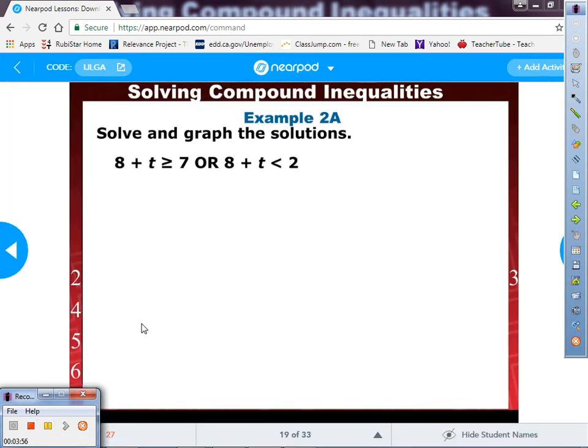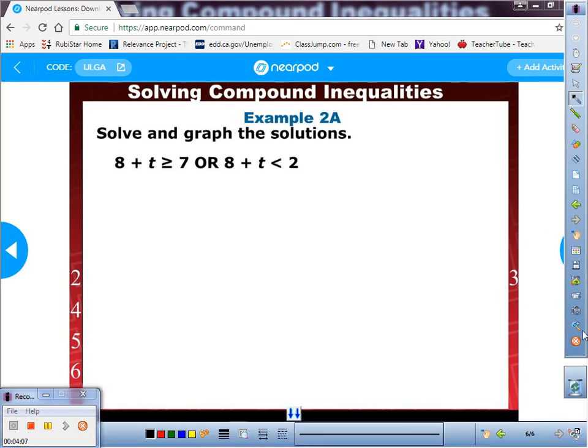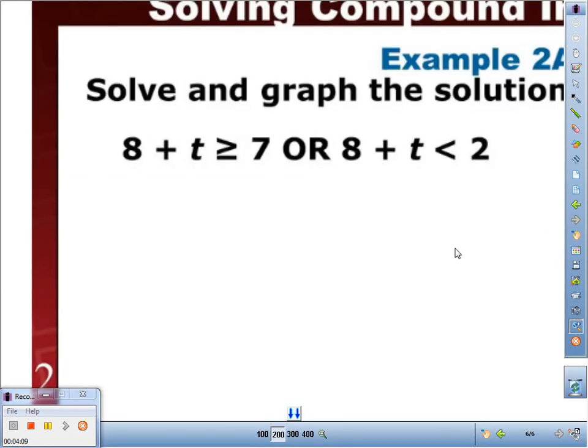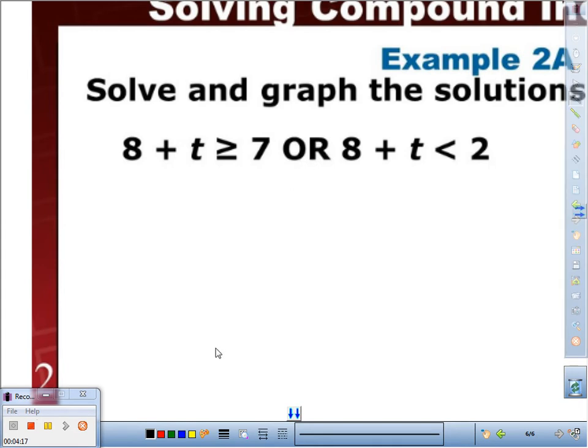So let's go on to the next one. Example 2A. Don't copy this one. Look up to the screen. Writing utensils down. Now, notice this one is a little bit funky, right? It looks a little bit different, but look how we solve these. It says solve and graph the solution. So now I have two inequalities, but it has an or in between.